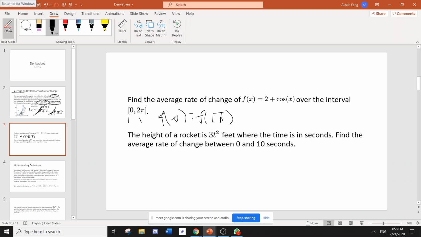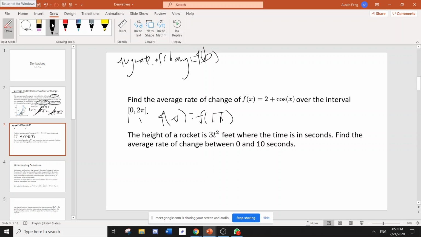So let me write it out. Average rate of change is equal to f of b minus f of a all over b minus a, right? It's not the limit, wrong thing.